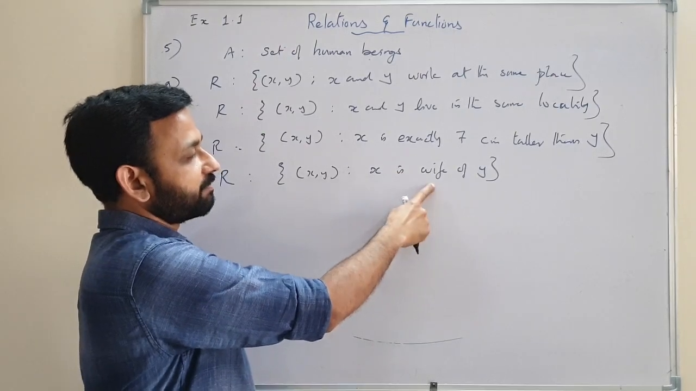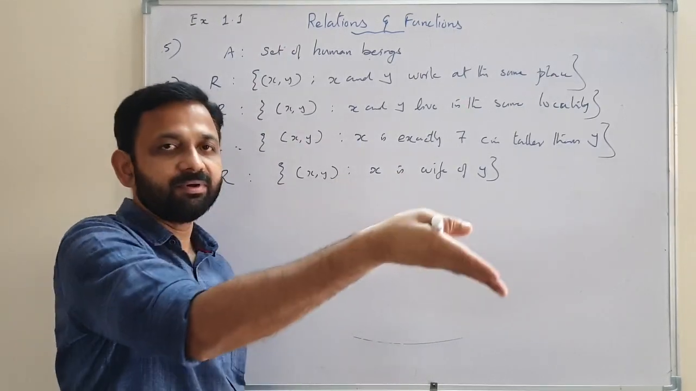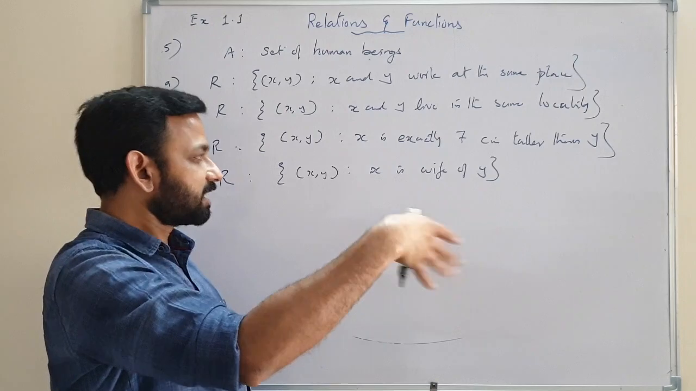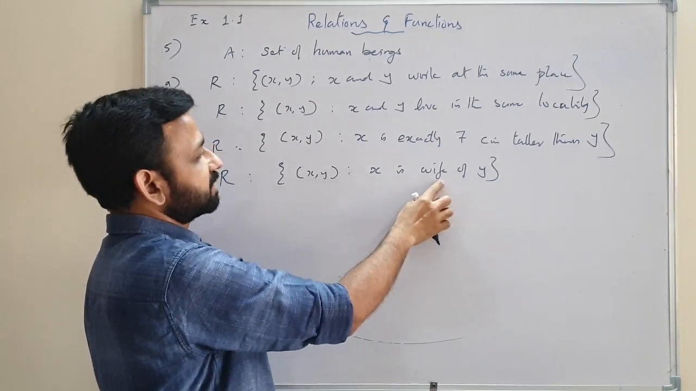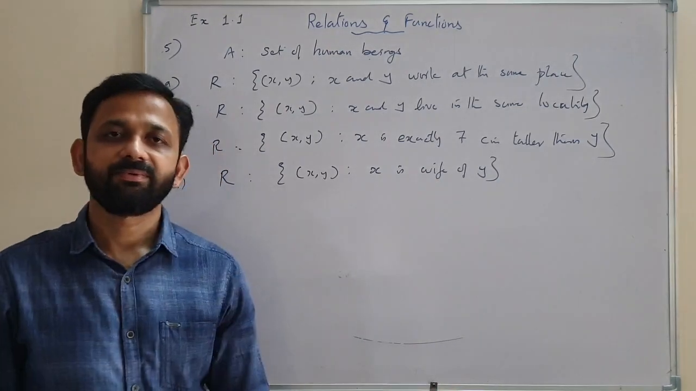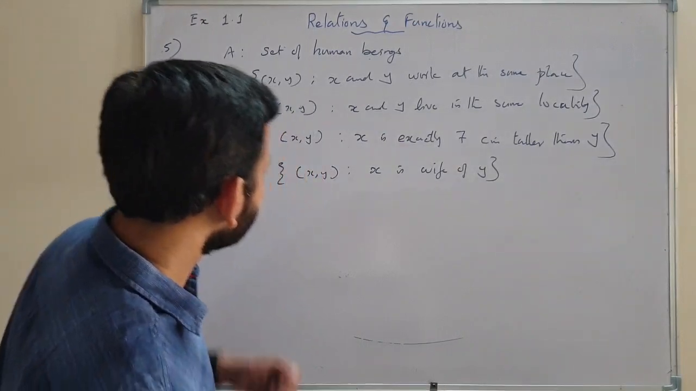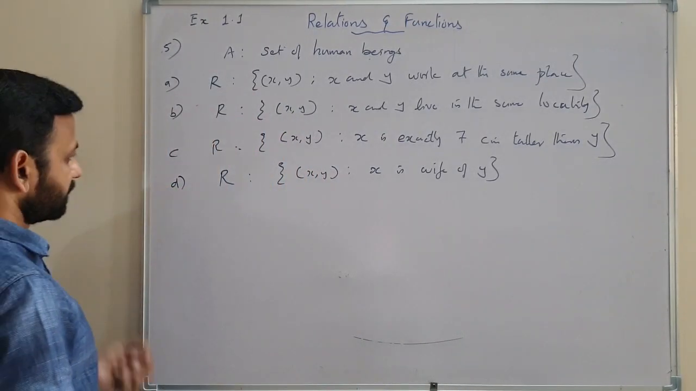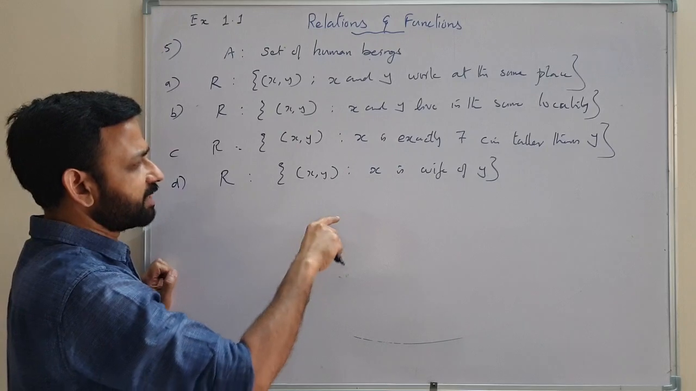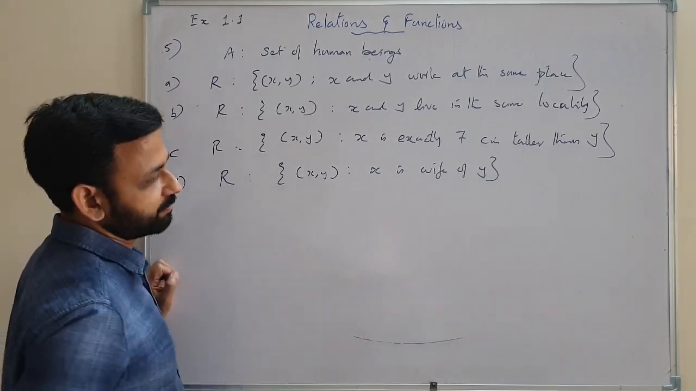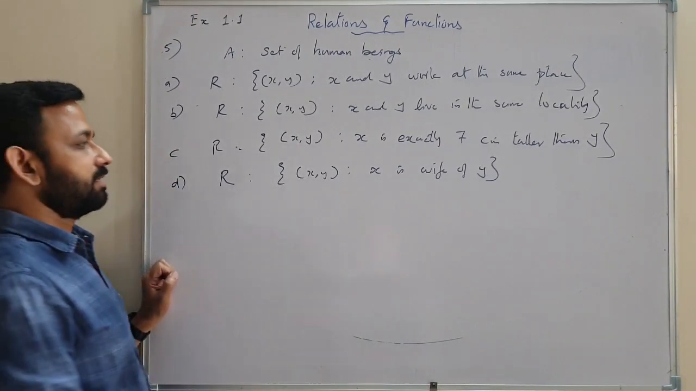X can be wife of another person, but x cannot be wife of x. So this is not reflexive. The reason is that a person cannot be wife of that same person, so it is not reflexive. Then symmetric.